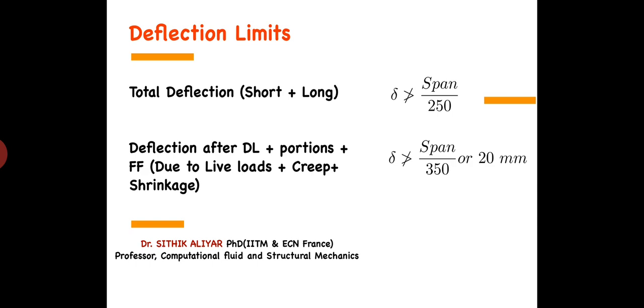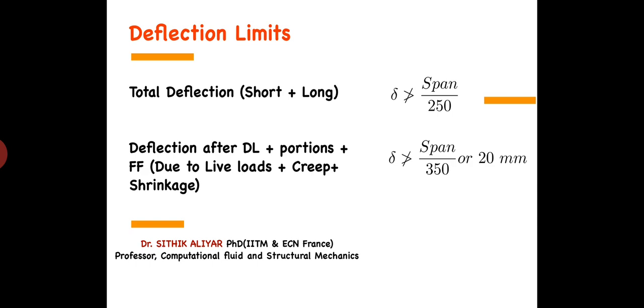means after the structure is ready, not because of dead load, not because of partitions or finishing. The deflection due to live load plus creep and shrinkage will happen after the construction, right? So how much deflection can you allow after the construction? That deflection should not be greater than span by 350 or 20 mm. You should remember these 2 points also. Maybe they will ask for another 1 mark somewhere.